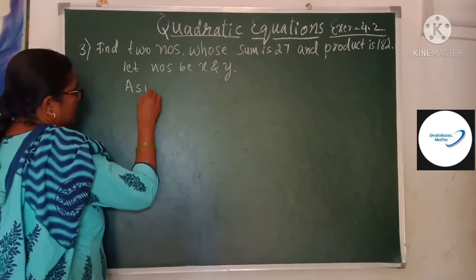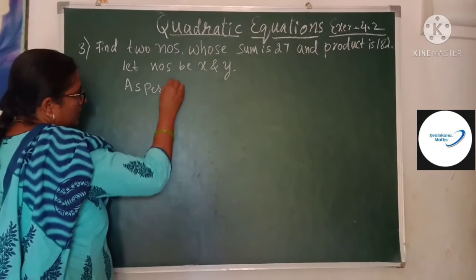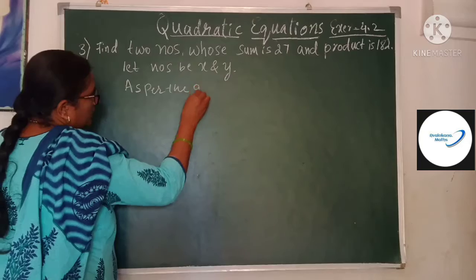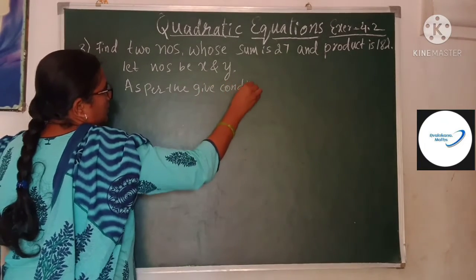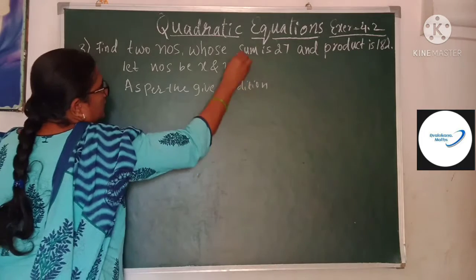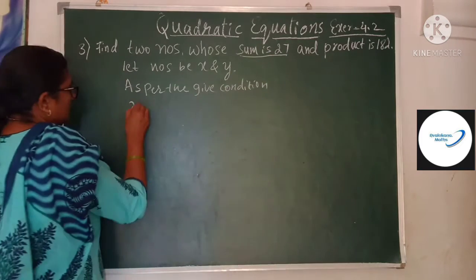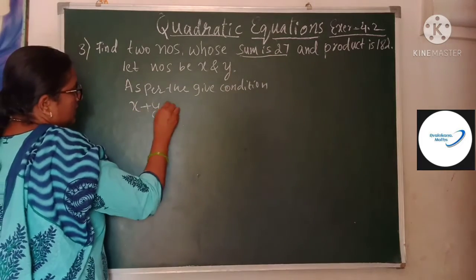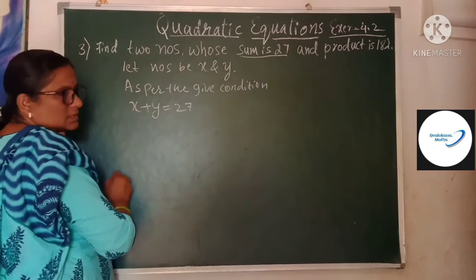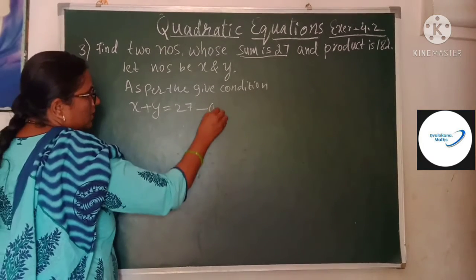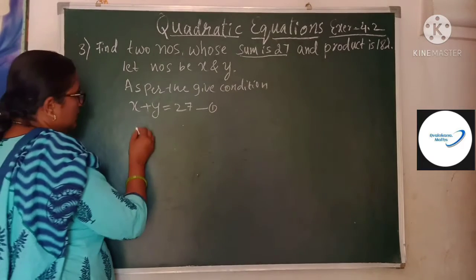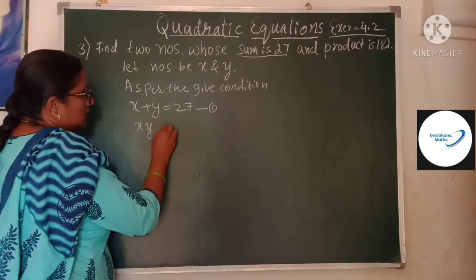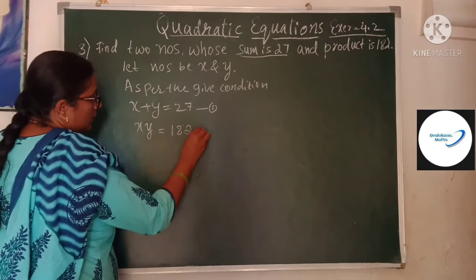Just write this word, don't write the statement every time. As per the given condition, it is simple to write. So what you are going to write is: sum is 27. That means x plus y is equal to 27. So you call it 1. And the product is 182, that is x into y is equal to 182.